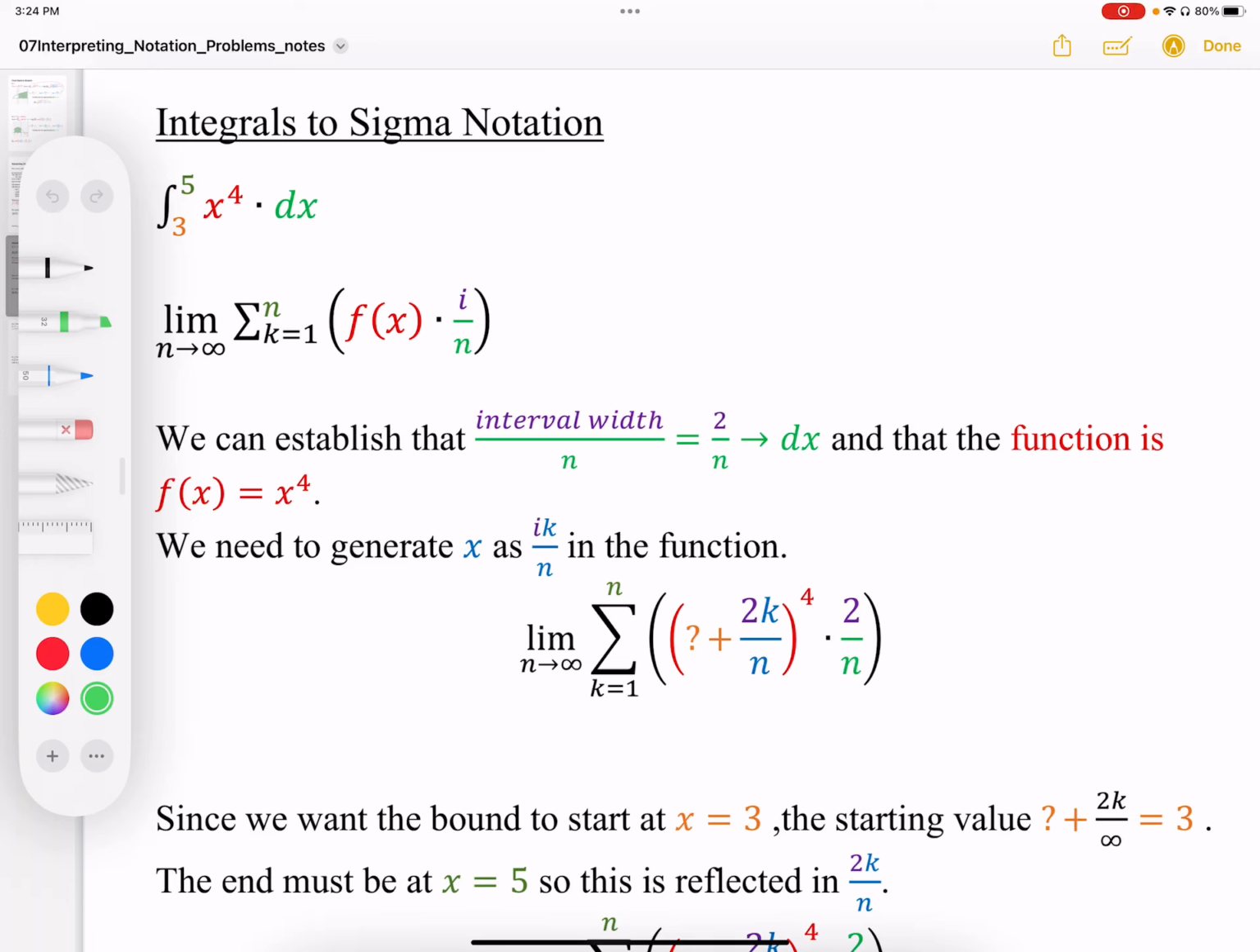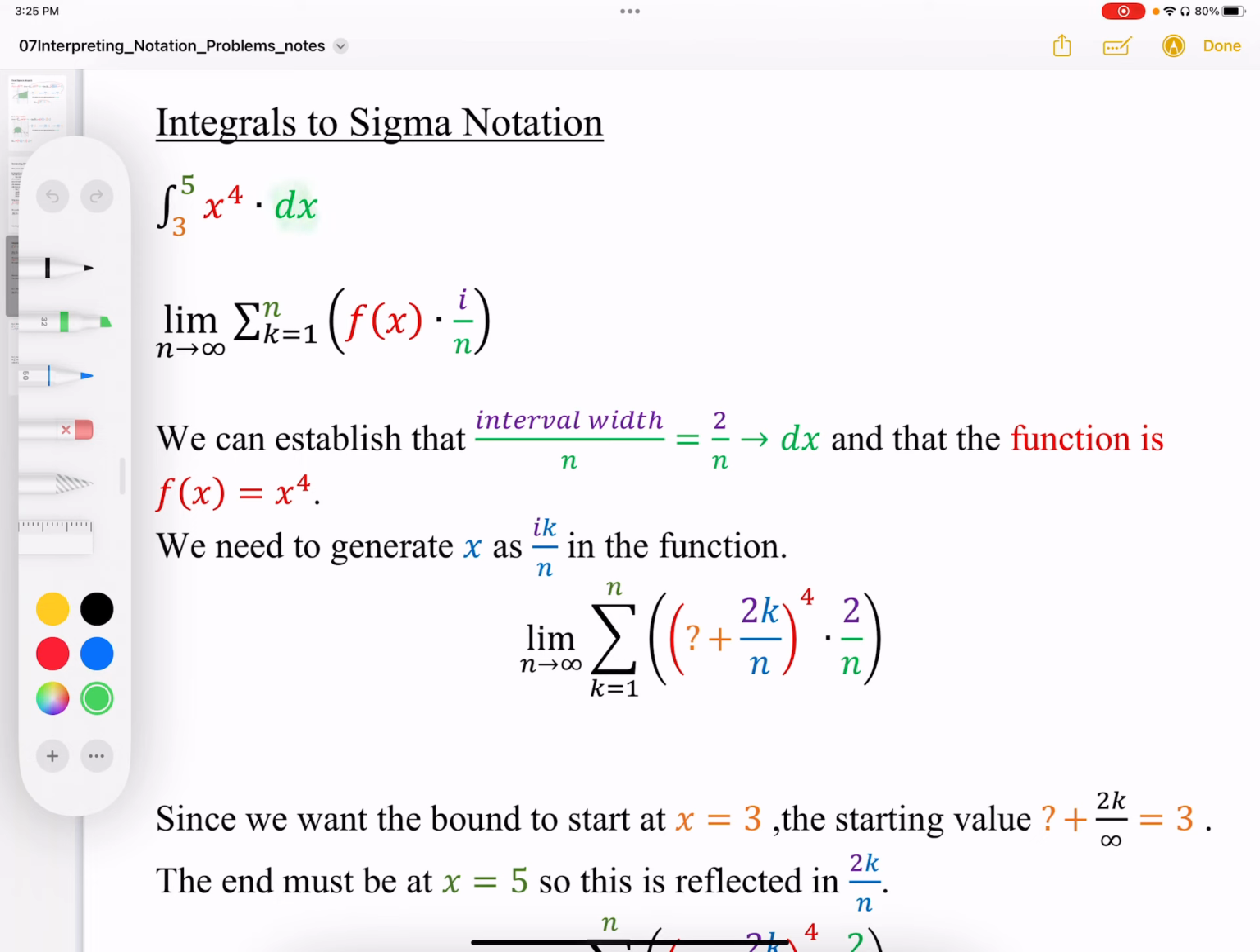So previously, what we've done is we went from the sigma notation using the limit and going into an integral notation. So how do we do it in reverse? Starting with the integral and converting it to sigma. There's a few key pieces that we really have to make sure we pick out.